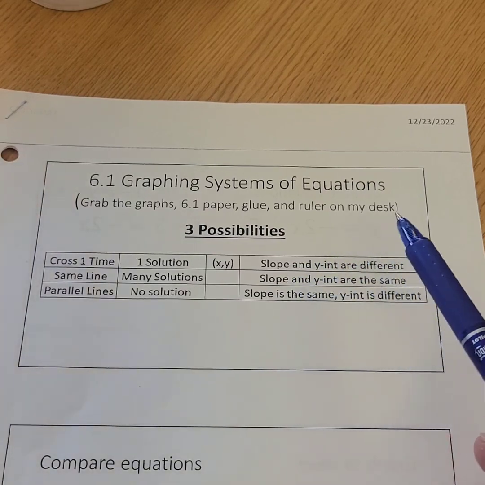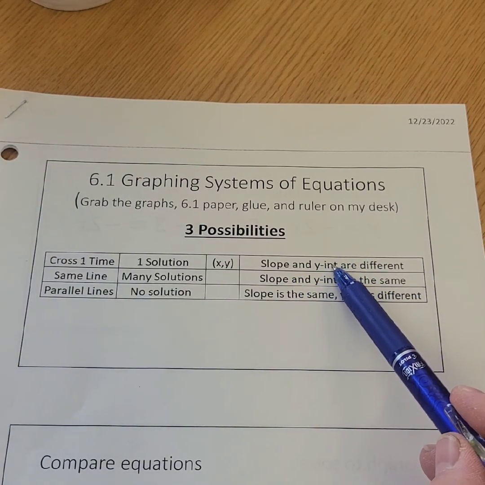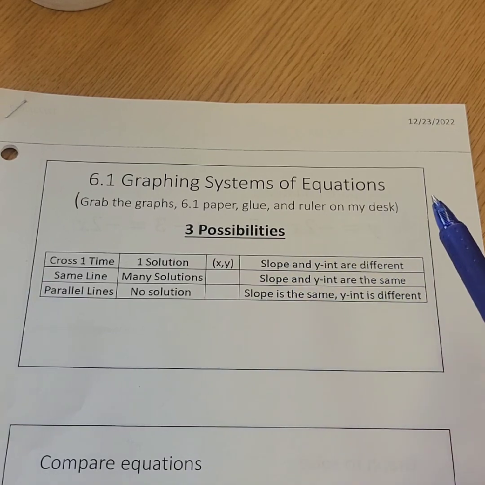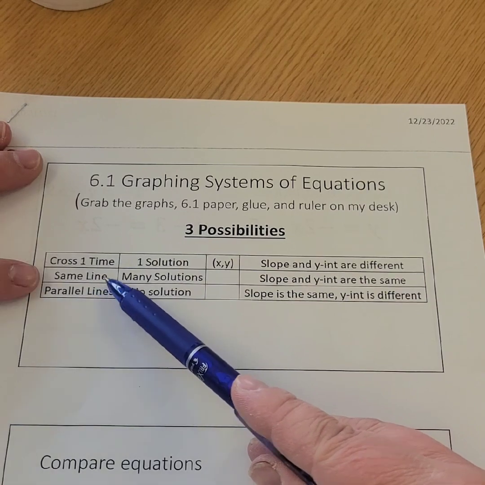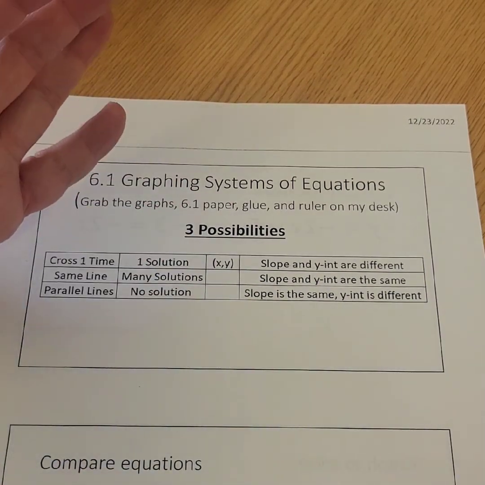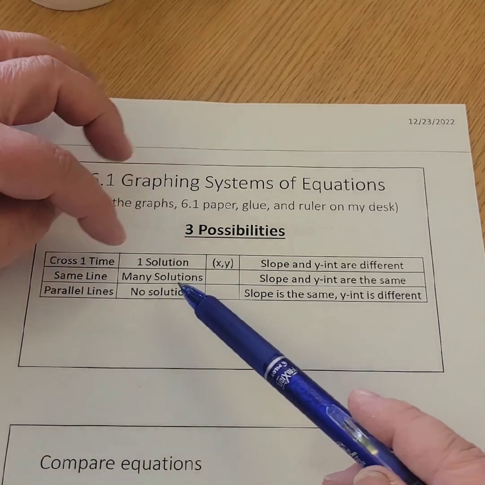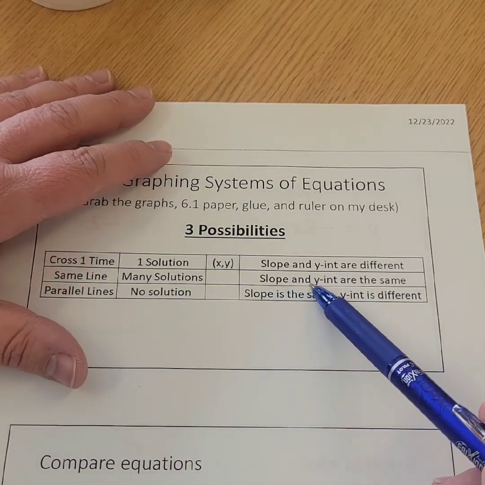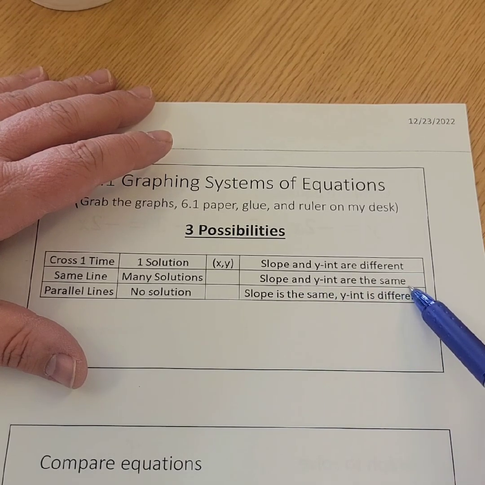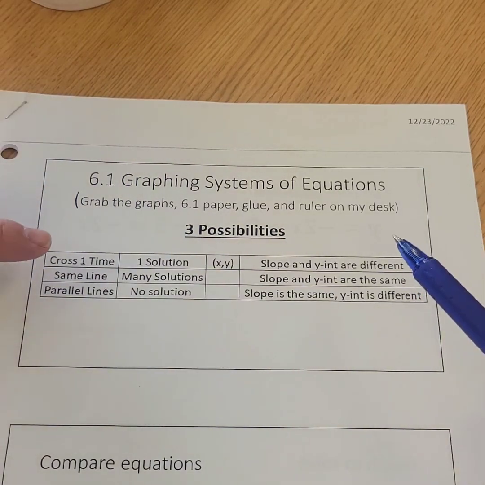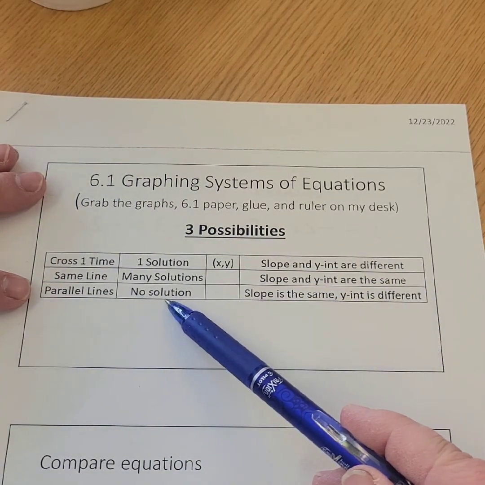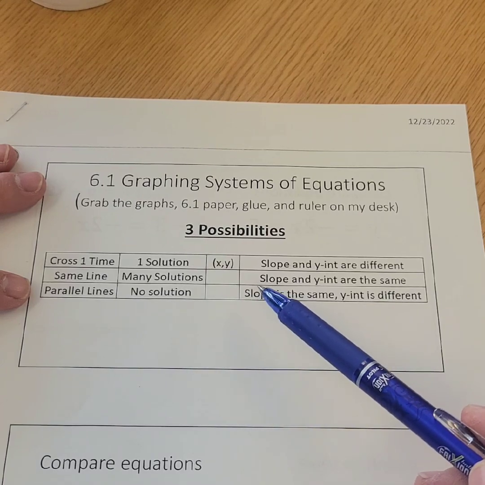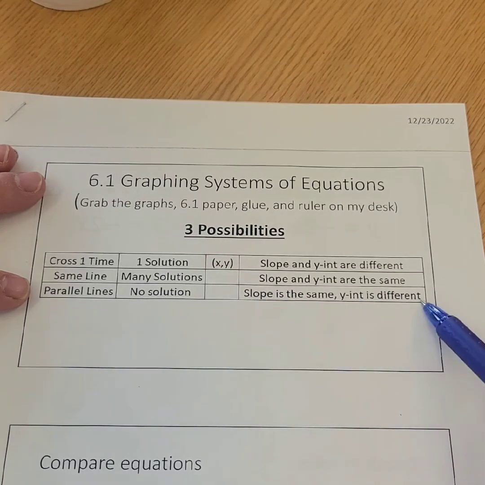They could have the same y-intercept, but they cannot have the same slope. I guess they could cross at their y-intercept. If it's the same line, meaning somehow it looks different, but they end up graphing the exact same, there's many solutions because there's a point on each of them that match. So their slope and y-intercept are exactly the same. So then it's basically the same line. And then parallel lines, there's no solution because it doesn't cross anywhere. And the slope is the same, but the y-intercept is different.